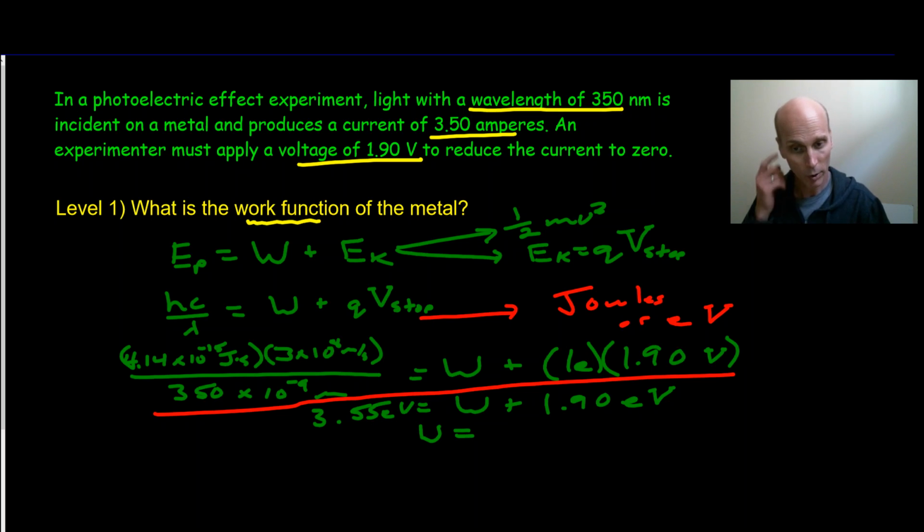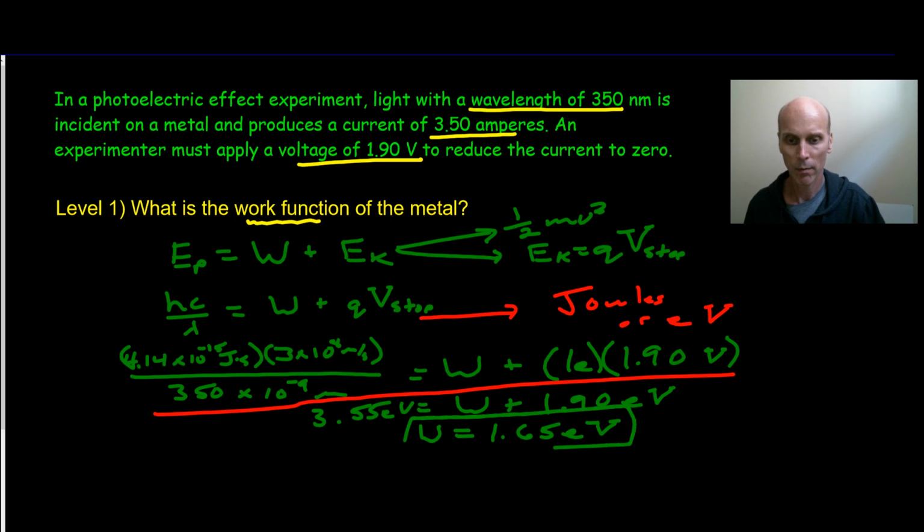And so in the end, the mathematics that remains is pretty straightforward. Of the 3.55 electron volts, subtract 1.90 because that turned into kinetic energy, then the work function was 1.65 electron volts. So that is my answer.